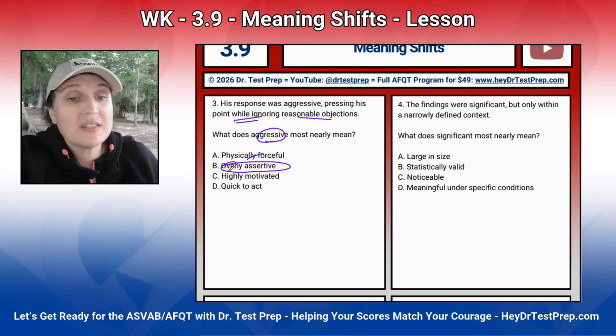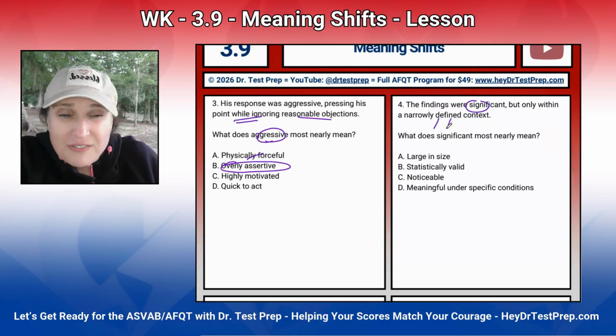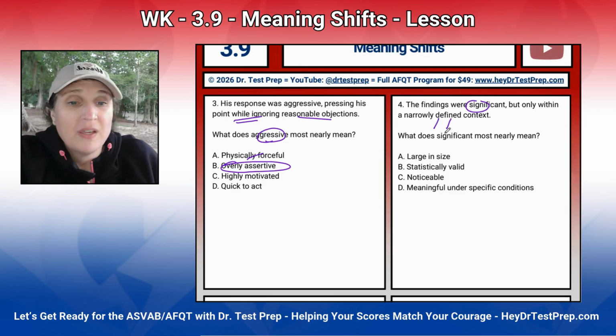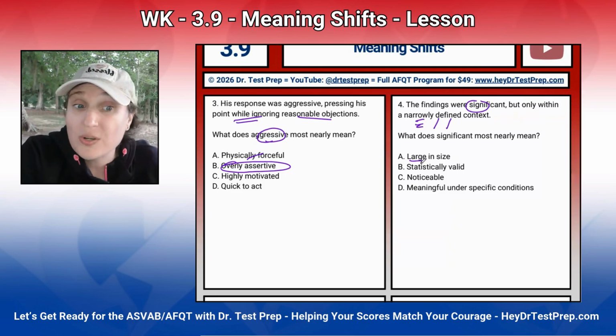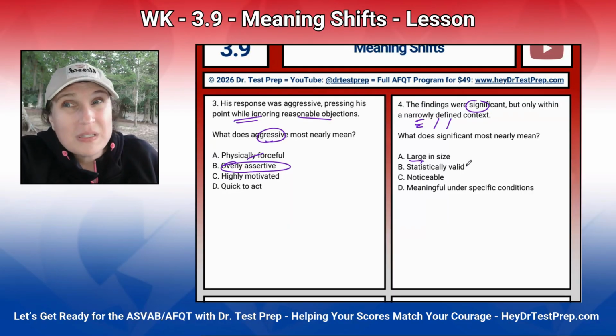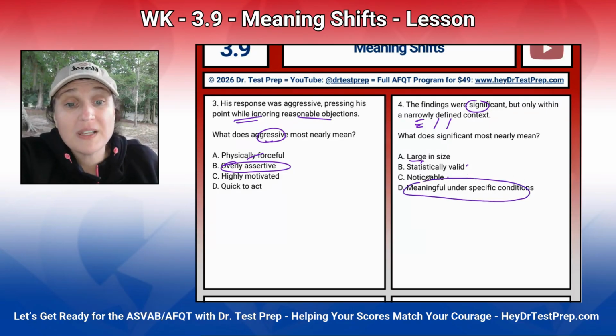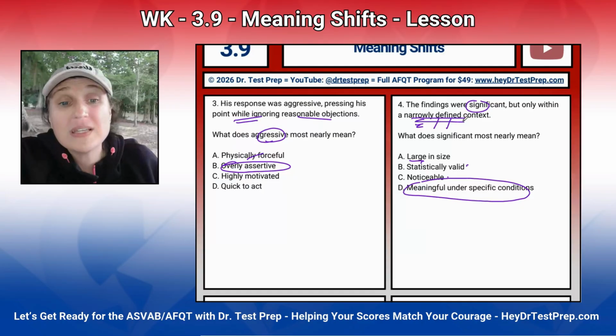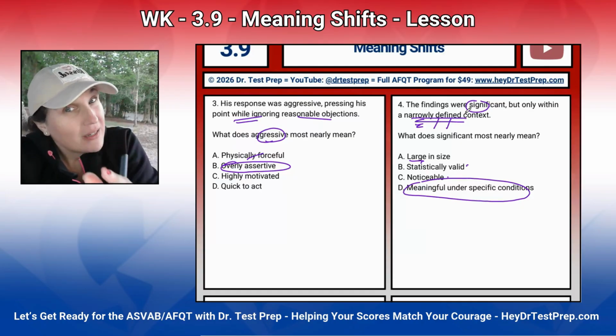The findings were significant, but only within a narrowly defined context. So narrowly. Does that mean it was large? No. Statistically valid? That would typically mean we need it to be proven over and over again. Noticeable? Perhaps, but meaningful under specific conditions? Yes, because around it, it talks about very narrow things.